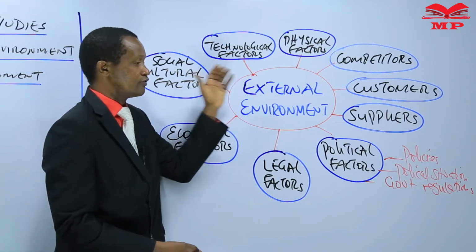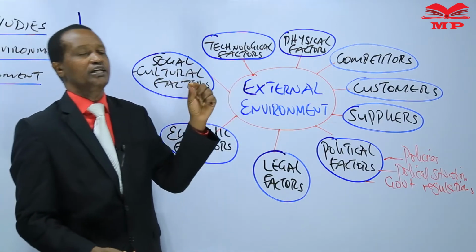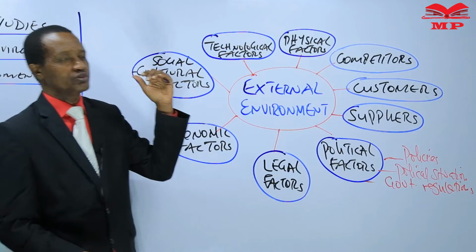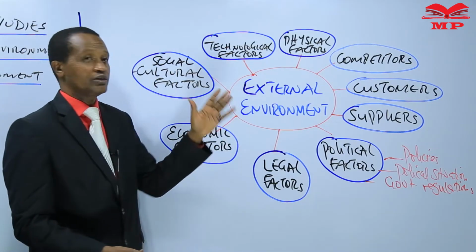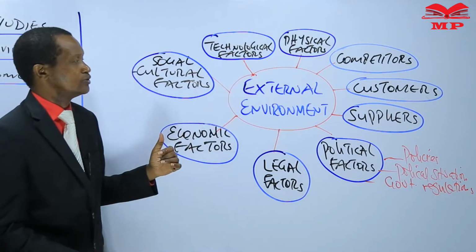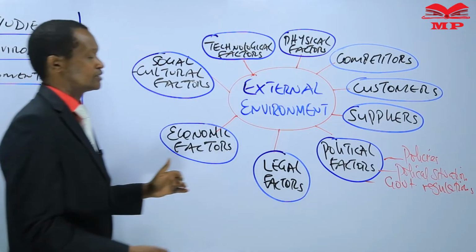So these are physical factors. I've mentioned the weather, I've mentioned the climate, and so on. Climates are not constant. They do change because of certain factors like global warming and so on. So those are physical factors.